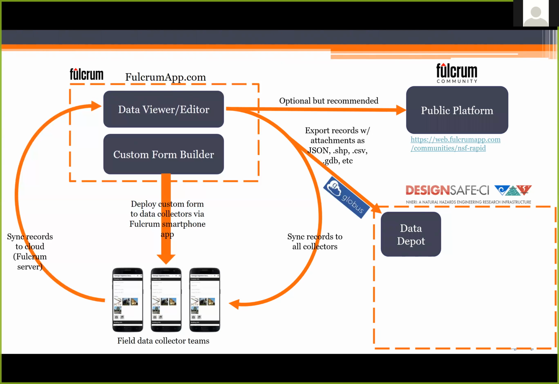infrastructure. And so I've found that using the Globus data transfer system was the easiest for doing this. But essentially, we can directly output all this data that we're collecting in the field. It's already packaged in a database, a shapefile, a geodatabase, JSON, something like that, and we can directly import that into DesignSafe, into our data depot.